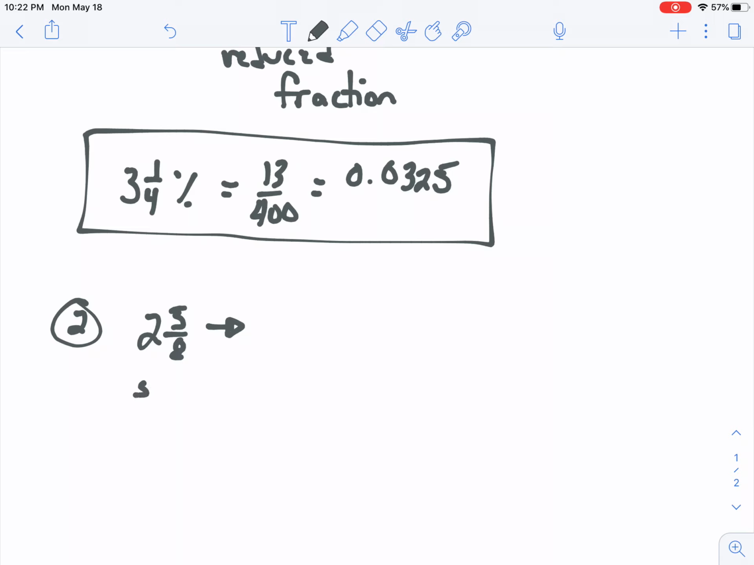And to do that, I'm simply going to go 5 divided by 8. I'm going to say it's 2 point, and I'm going to figure out what 5 divided by 8 is. I have 2 wholes, so I have 2 in front of my whole. And I get 0.625 is 5 divided by 8, so this becomes 2.0625. That's my decimal version right there.